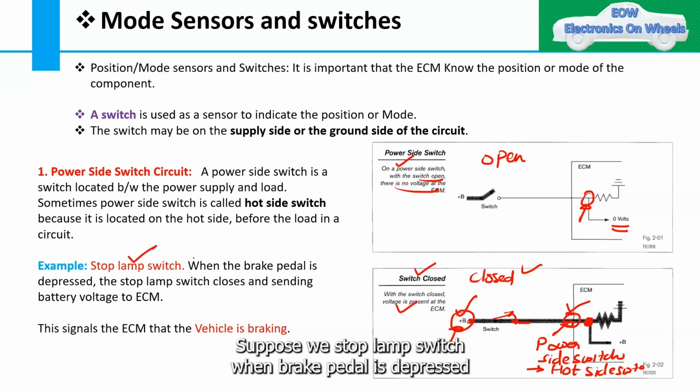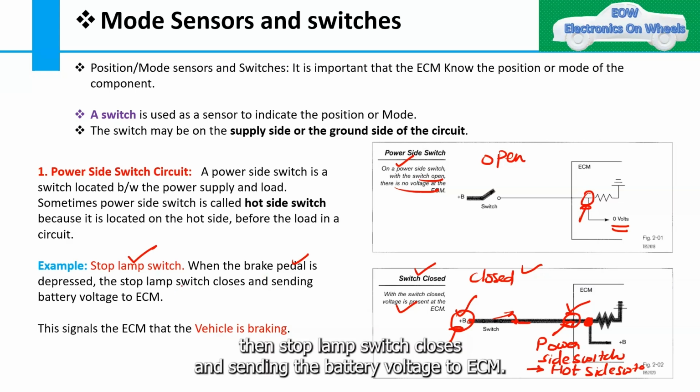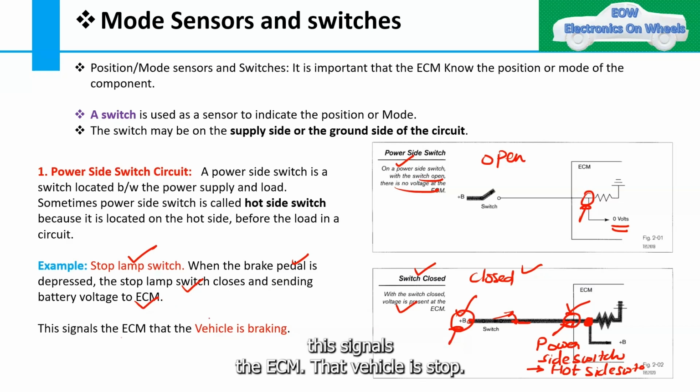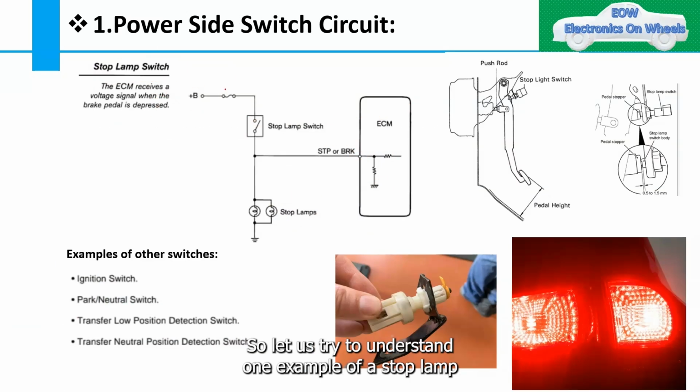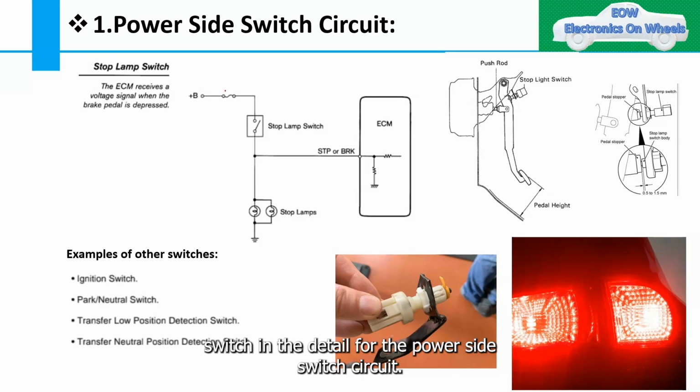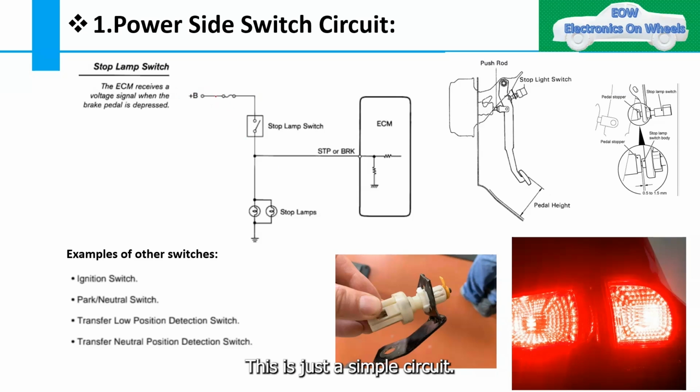Suppose a stop lamp switch. When the brake pedal is depressed, the stop lamp switch closes and sends the battery voltage to the ECM. This signals the ECM that the vehicle is stopped. So let's try to understand one example of the stop lamp switch in detail for the power side switch circuit. This is one of the circuits for the stop lamp switch. This is just a sample circuit.